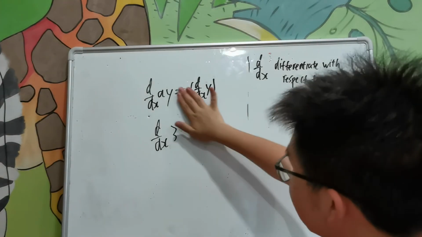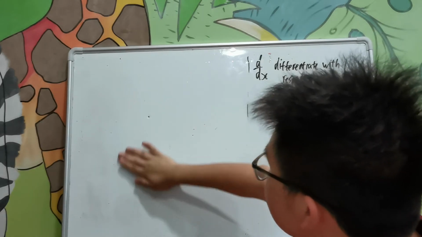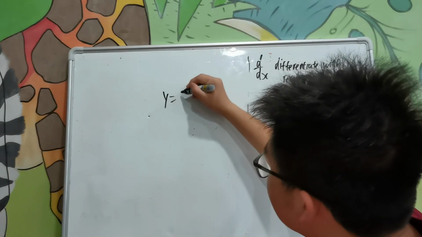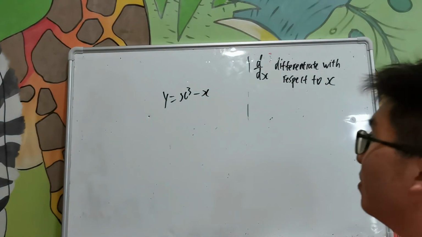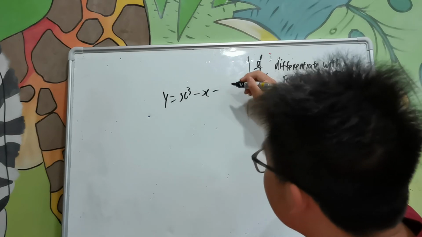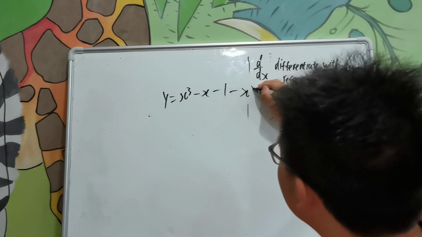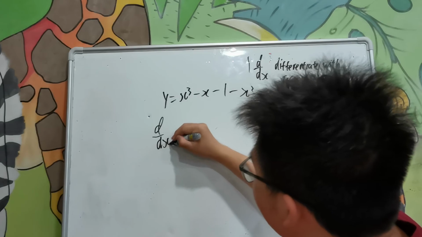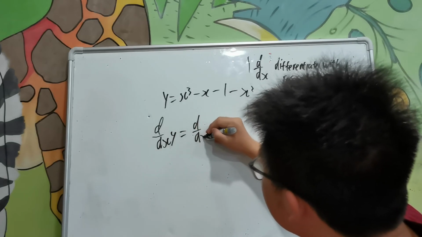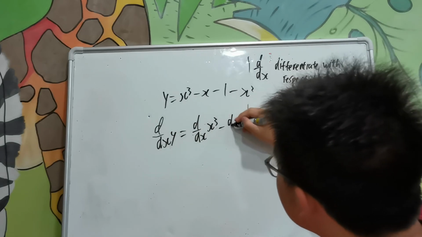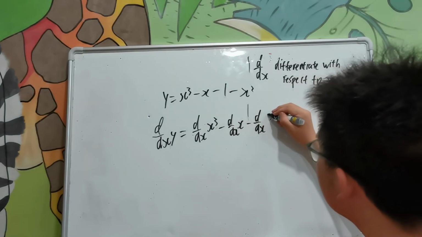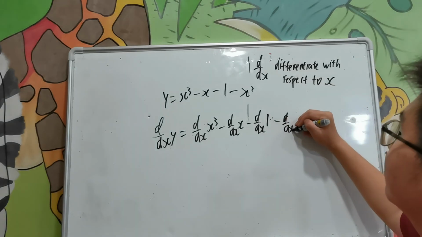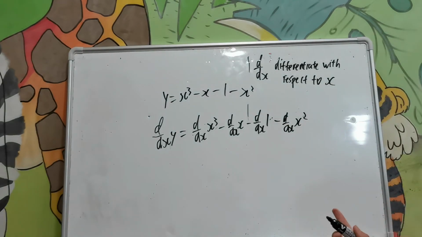Just like how I mentioned that if you add two things together, you can distribute the d dx to both of them. When you minus two things, or an unlimited amount of things, when you do d dx on y, you can distribute the d dx across all of the various terms. So keep this in mind, because you might be using this rule a lot.